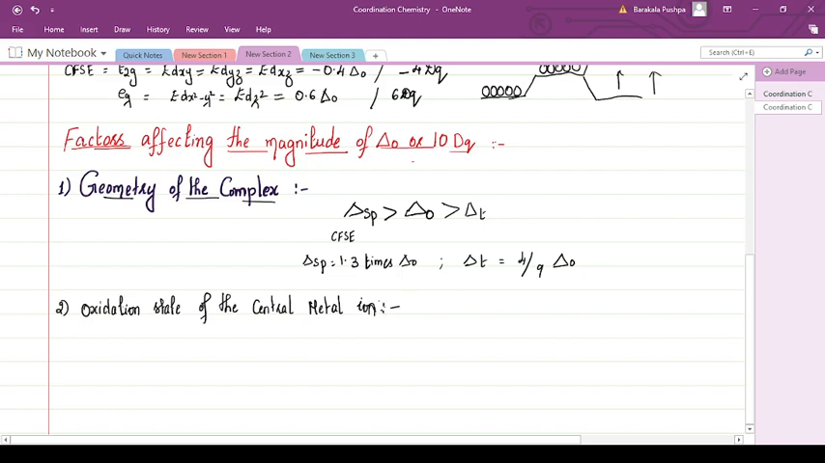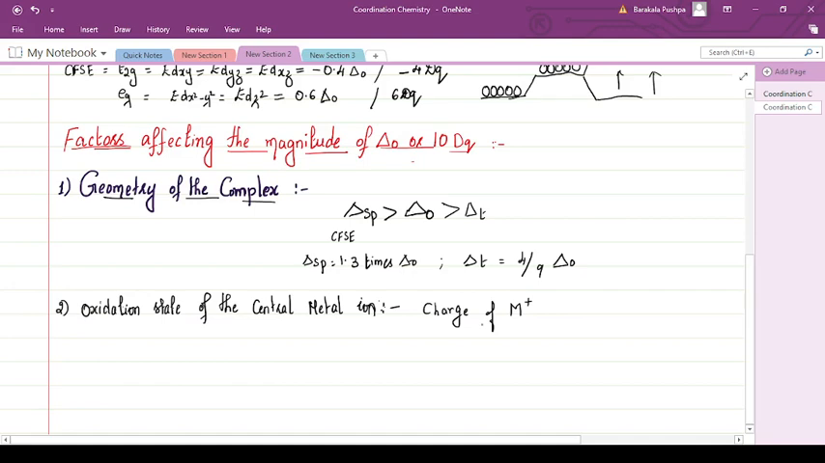The charge on the central metal ion has a direct effect on the magnitude. We always know that the complexes are formed with the central metal ion. The complex has a central metal ion, a positively charged central metal species. Ligands are negatively charged species, and they come and form a coordinate covalent bond, and that's why coordination complexes are formed.